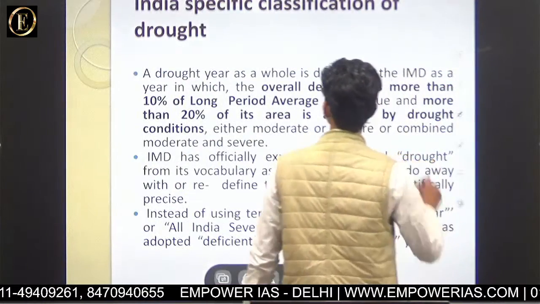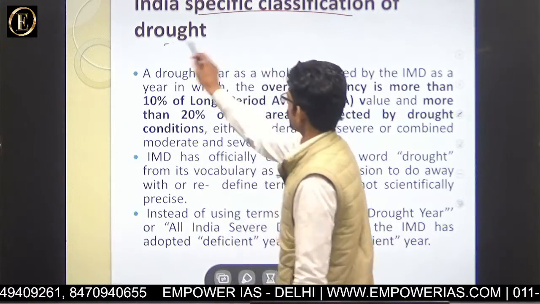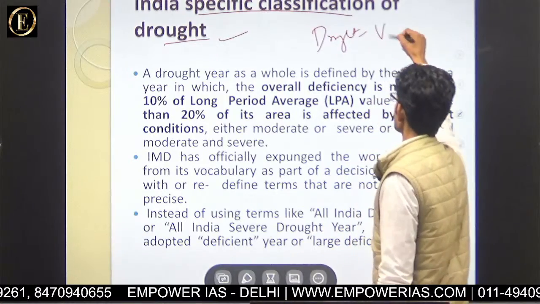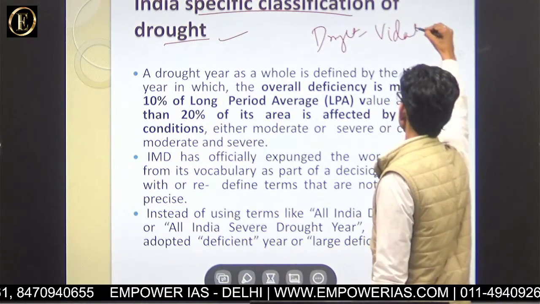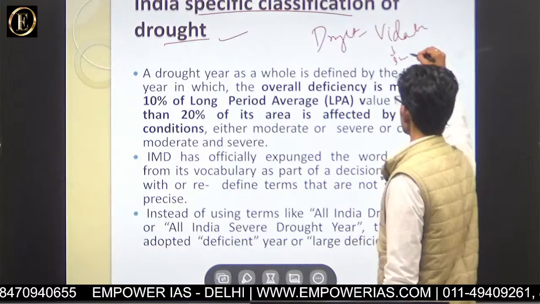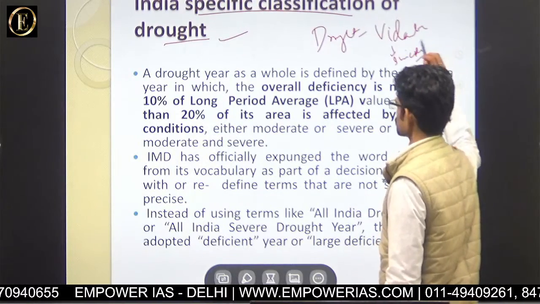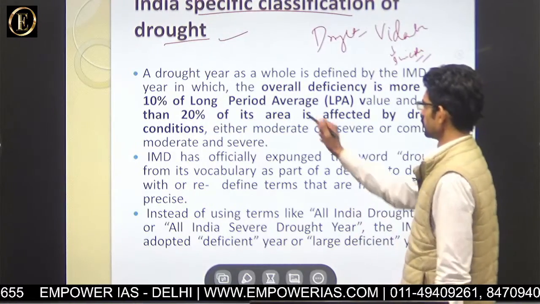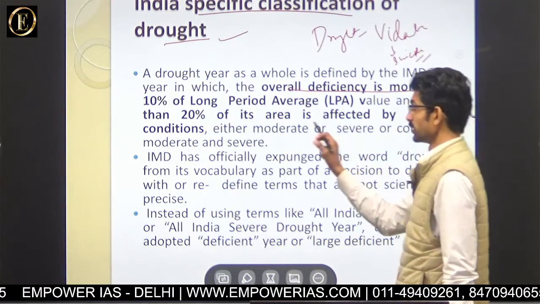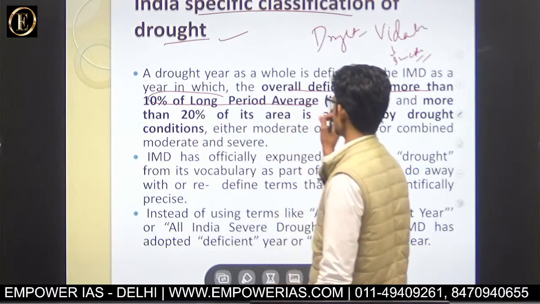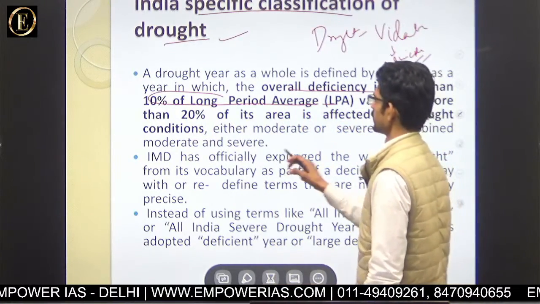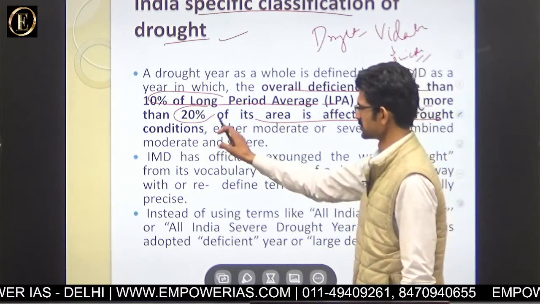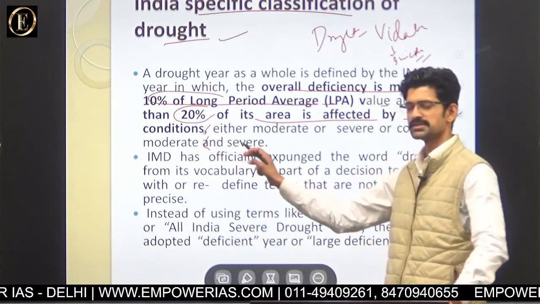So India's specific classification of drought. अगर हम ड्रॉट की बात करें, then we see Vidarbha farmer suicide over the drought. विदर्भ में किसान जो है सुइसाइड कर लेते हैं इन ड्रॉट्स. So there was overall deficiency in more than 10% of long period average value and more than 20% of area affected by drought conditions, either by moderate and severe drought.